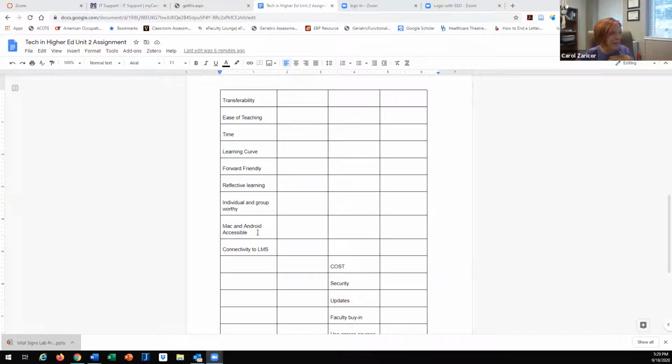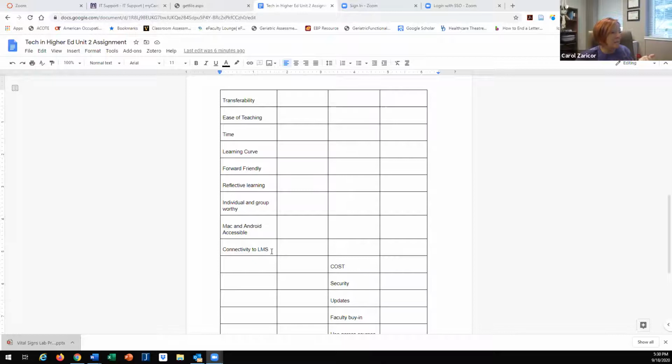Is it Mac and Android accessible? Sometimes I do have problems with that, and I'm still trying to figure out how to get around all the Mac versus the Android stuff. So that's to be determined.